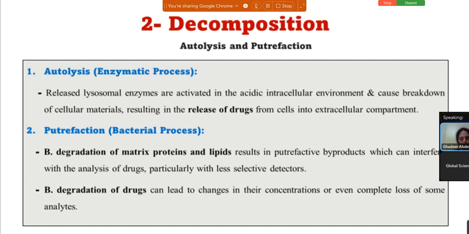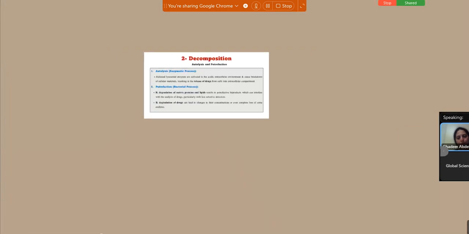The second phase is putrefaction, where bacterial degradation of matrix proteins and lipids results in putrefactive byproducts, which can interfere with the analysis of drugs, particularly with less selective detectors. Also, bacterial degradation of the drugs themselves can lead to changes in their concentrations or even complete loss of some analytes.